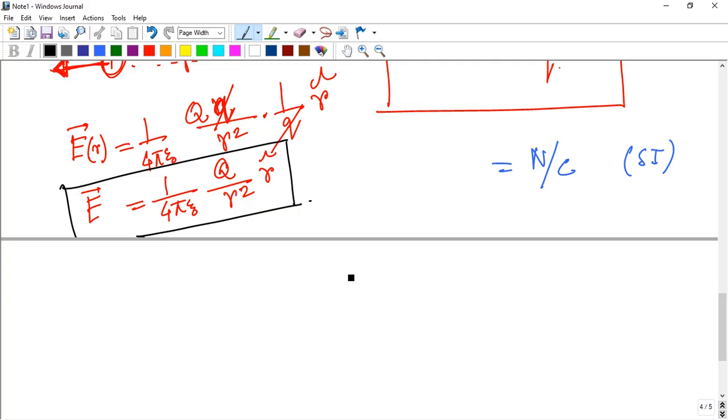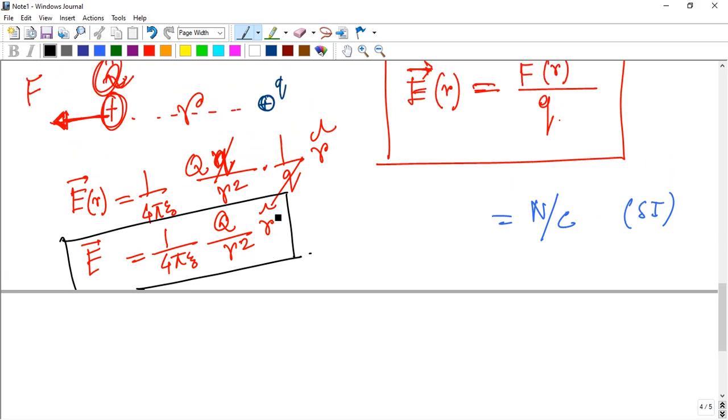Okay, that's the expression of electric field. There is a direction, obviously. Keep in mind, it is away from Q if Q is positive, and towards Q if it is negative. The test charge is positive, so we know there is either an attractive force or a repulsive force depending on the polarity of these two charges.